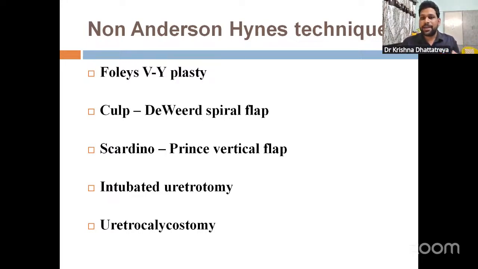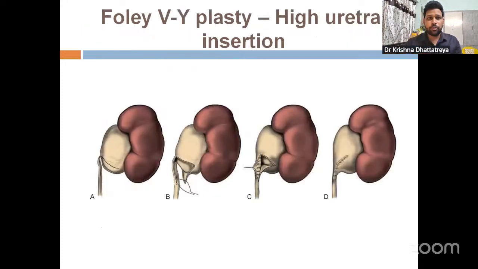These are called non-Anderson-Hynes techniques, which include Foley's Y-V plasty, Culp-DeWeerd spiral flap surgery, Scardino-Prince vertical flap, intubated ureterotomy, and ureterocalicostomy. Except for ureterocalicostomy, the rest of the four options are done for the extrarenal pelvis, whereas ureterocalicostomy is particularly done for the intrarenal pelvis. So the first one is Foley's Y-V plasty. This Foley's Y-V plasty is particularly done for the high ureteric insertion.